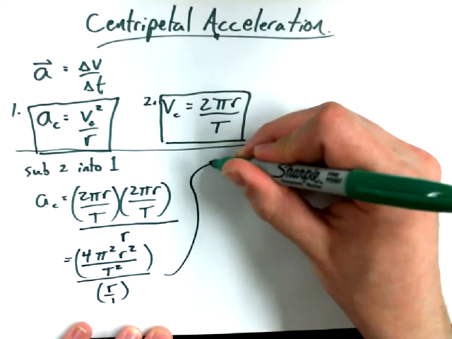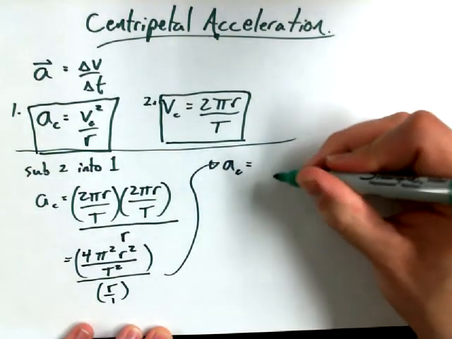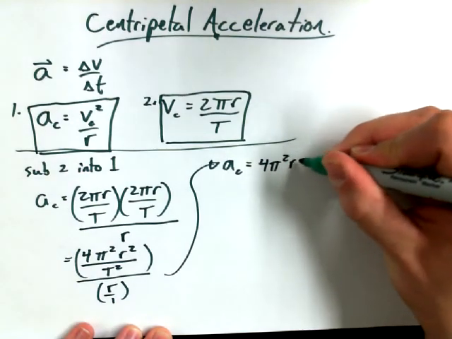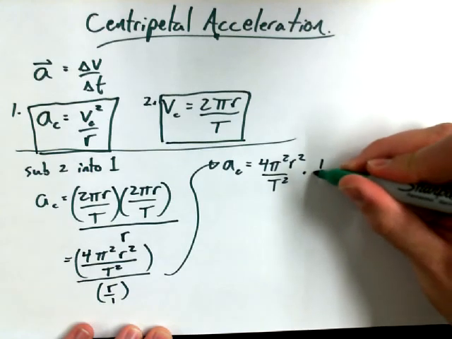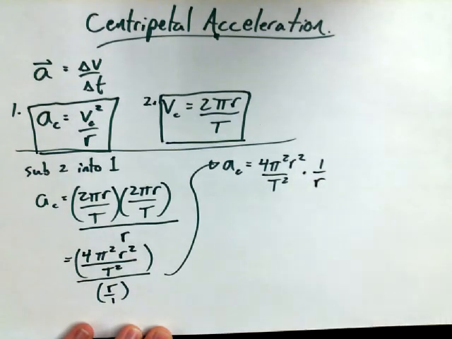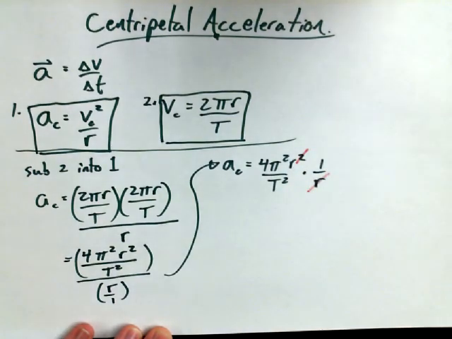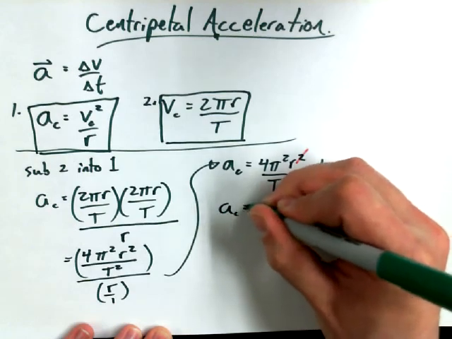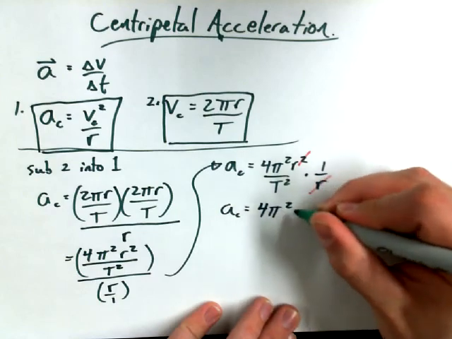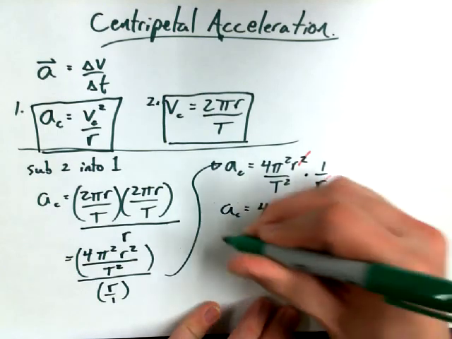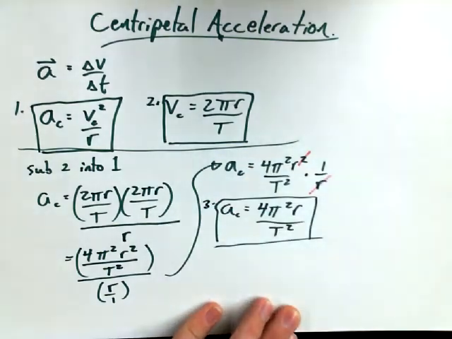I'm running out of space here. So I would come back up to the top and say, centripetal acceleration is equal to 4 pi squared r squared over period squared times, not r over 1, but flipping it, inverting and multiplying, 1 over r. Then I get to do some simplification. R, gone. R. Pirate mathematics. And we end up getting 4 pi squared r over a period squared. There's no more simplification that can be done, so I'd like to call that equation 3.